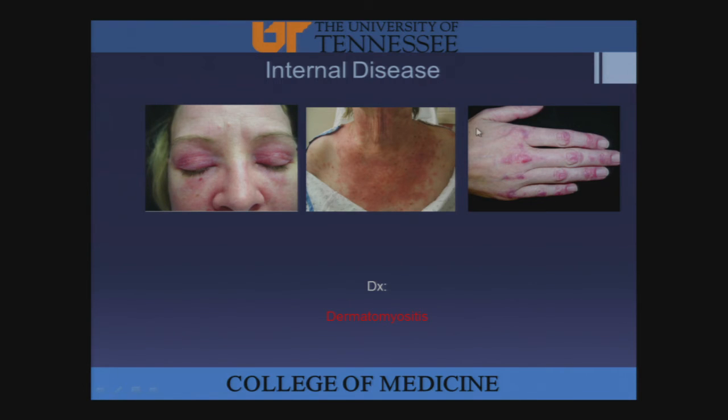Good. Now, these are the pathognomonic things you're going to see, both in terms of pictures or how they're going to describe it to you. What is this? Heliotropic rash. Good. What is this? Good. So these are one of those things, again, pathognomonic for dermatomyositis.